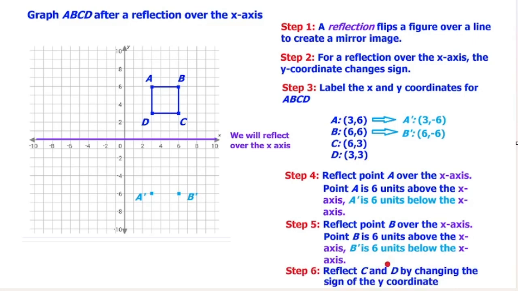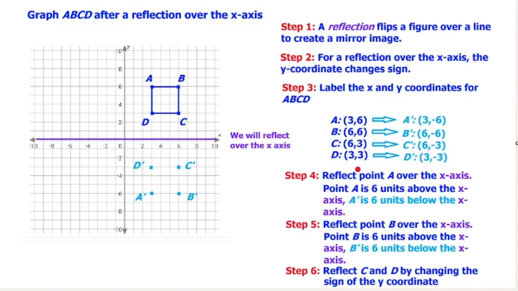Now reflect C and D by changing the sign of the y-coordinate. So what we're going to see here for C, this 6 stays the same and then the 3 changes sign to -3, just like these ones. 3 stayed the same and the 6 changed sign. 6 stayed the same and this 6 changed sign for the y-coordinate. So here we're going to have 6, -3. And when we plot it, we see it's over here.